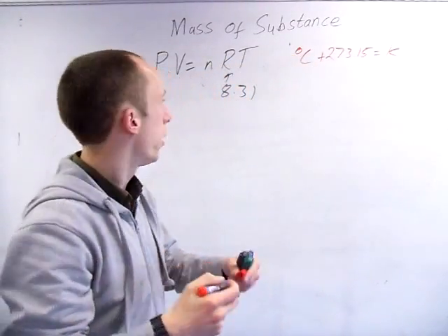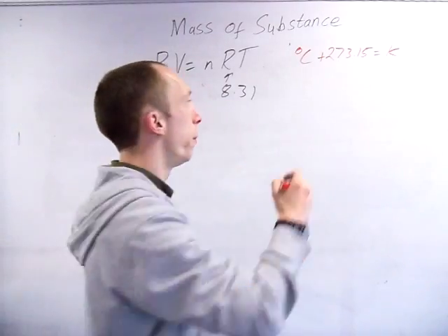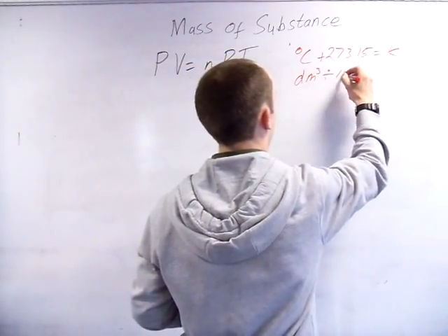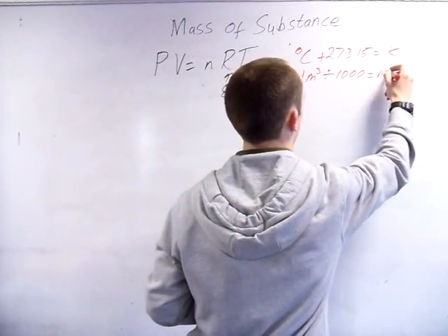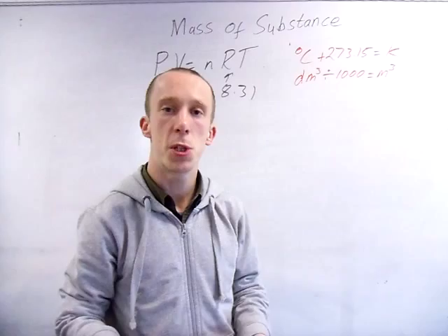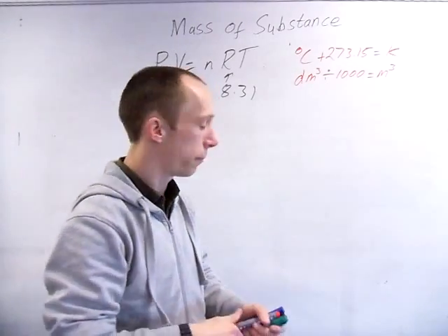Now, how do you convert Celsius to Kelvin? There. And in case you're curious, the volume, so it's a metric scale. dm cubed divided by 1,000 gives you meters cubed.